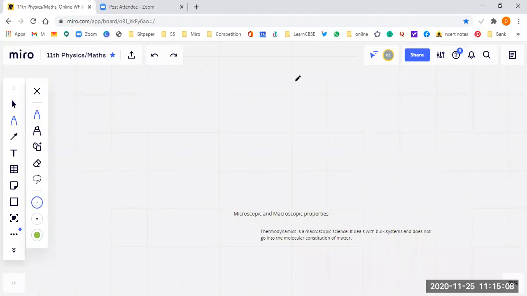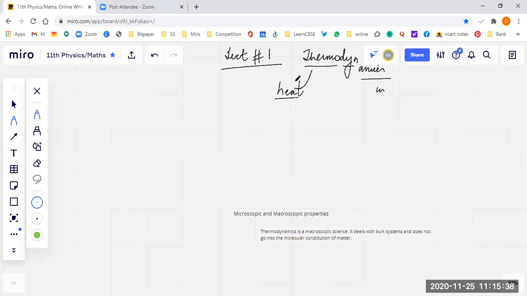Yes, physics students, let's start with lecture number 1, thermodynamics. What is thermodynamics? Thermo is related to heat, dynamics is in transit, in action, like fluid dynamics, liquids or gases in action when they are in motion. Thermodynamics could be precisely related to heat transfer between bodies.